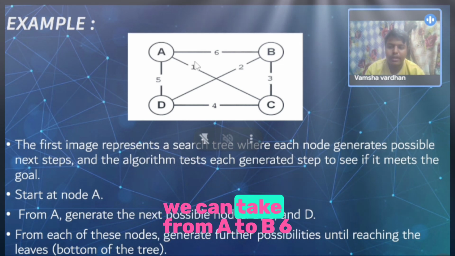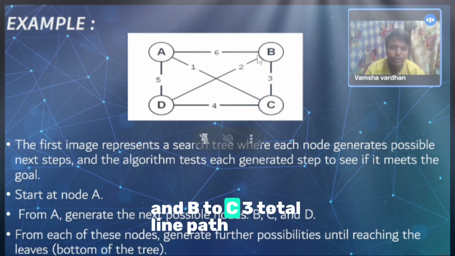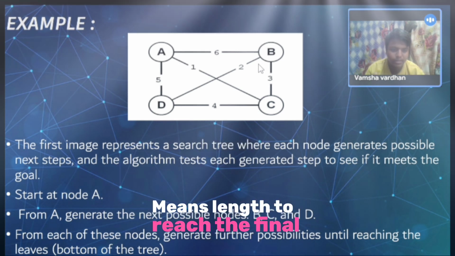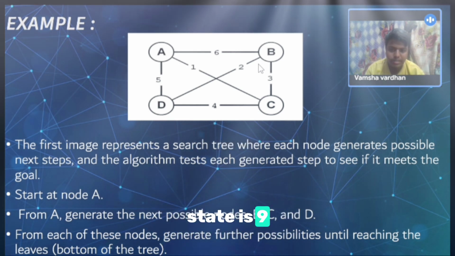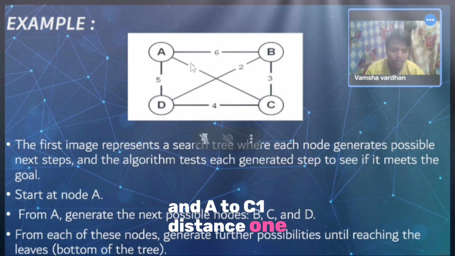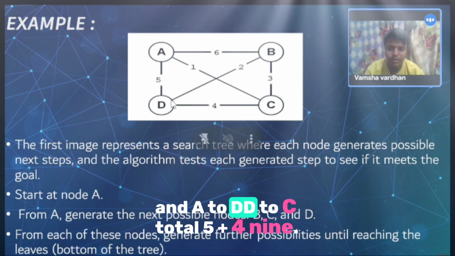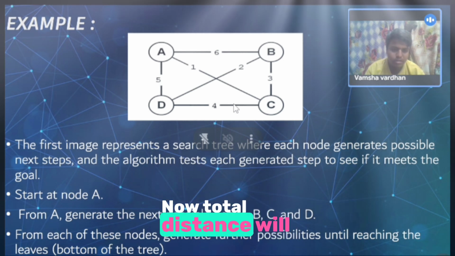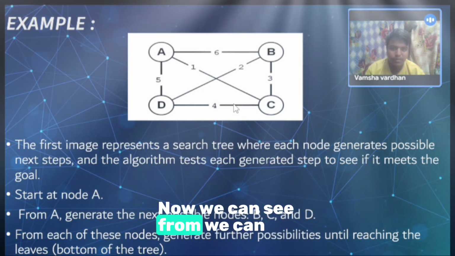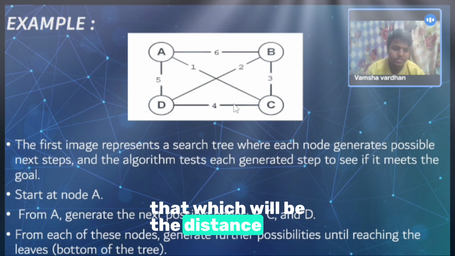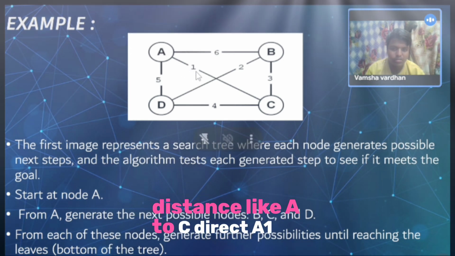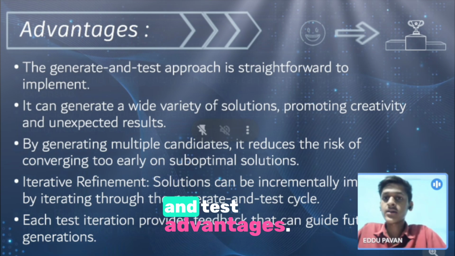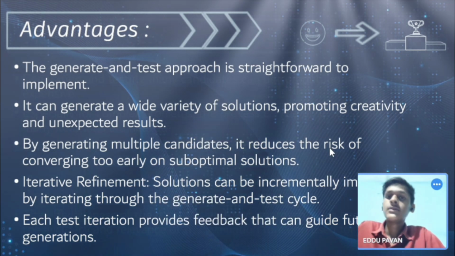From A to B is 6 and B to C is 3, total path distance 9, which means the length to reach the final state is 9. A to C is distance 1. A to D, D to C is 5 plus 4, total 9. Now we compare which is the shortest distance: A to C direct, with 1 only.